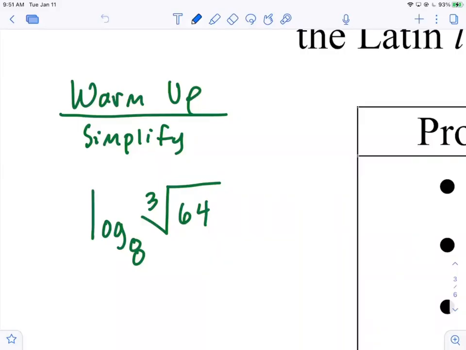All right, so we're warming up. We're trying to simplify now: log base 8 of the cube root of 64. That's an expression, right? There's no equation.